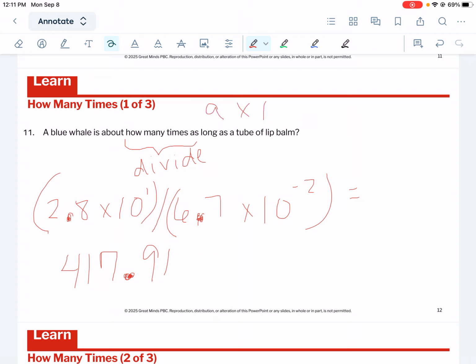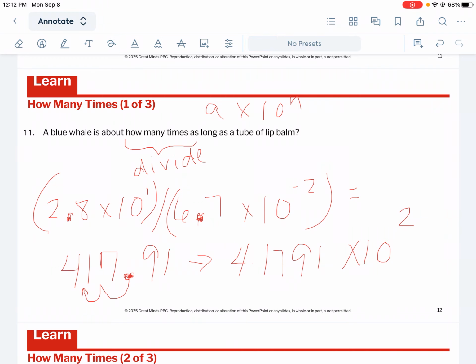Write your formula. A can't be greater than 9.99, but it can't be less than 1, so we're just going to carry it over 2 times to the left. 1, 2. That'll give us 4.1791 times 10 squared. That's it. I try to make this as simple as possible for you.